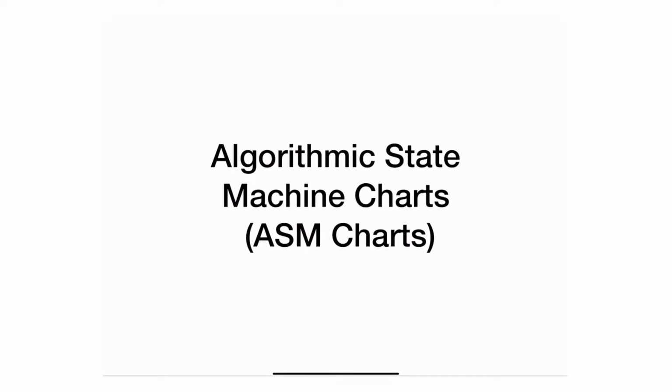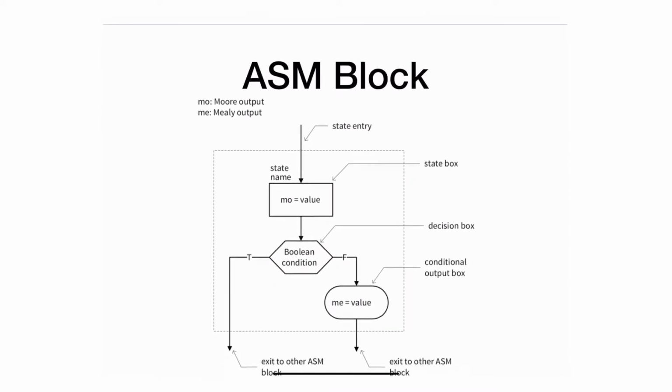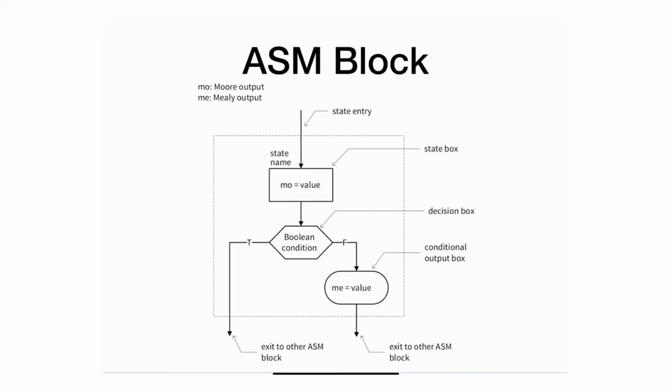So let's see the basic building blocks of ASM charts and how we can represent finite state machines using them. The basic building block of an ASM chart is the following. What you have is something we call an ASM block. An ASM chart is constructed by connecting a bunch of these ASM blocks together to form a fully fledged flowchart.